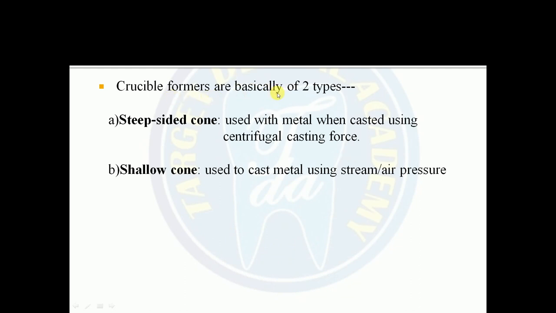Crucible formers are basically of two types: the steep-sided cone and the shallow cone. The steep-sided cone is used when the metal is cast using centrifugal casting force, while the shallow cone is used to cast the metal using steam or air pressure.